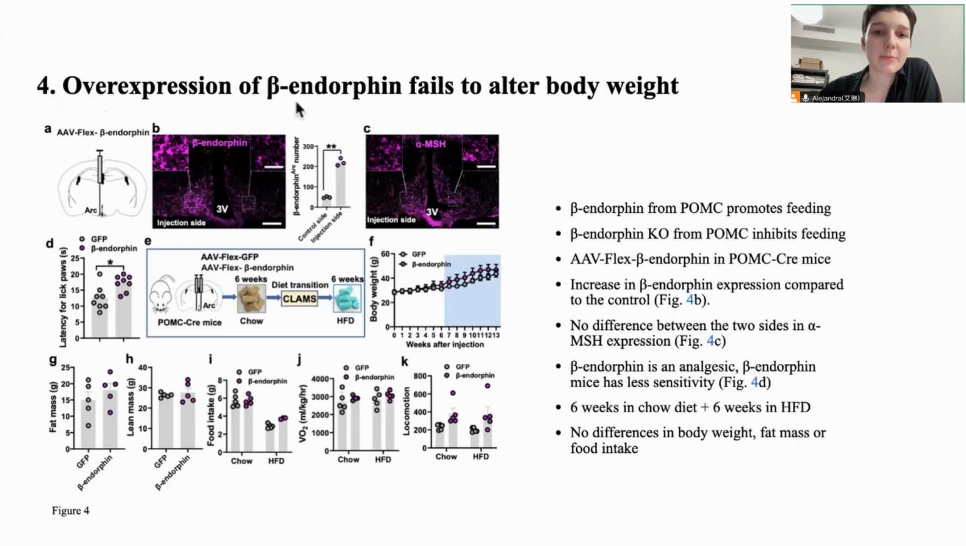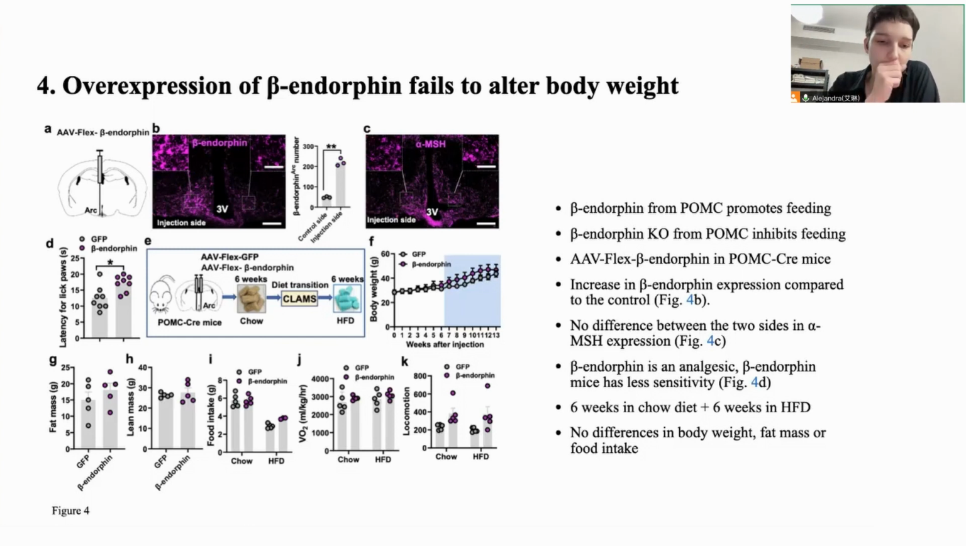Fourth result, overexpression of beta endorphin fails to alter body weight. Beta endorphin represents the other well-studied cleavage peptide that, when released from POMC neurons, promotes feeding. Similarly, beta endorphin knockout in the POMC neuron inhibits feeding, which is independent of alpha MSH feeding inhibitory action. To examine the possibility that beta endorphin released from POMC neurons mediates body weight reducing effects, they deliver an adenovirus with beta endorphin to the arcuate nucleus of POMC mice.